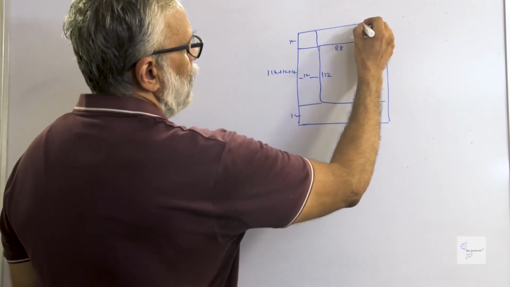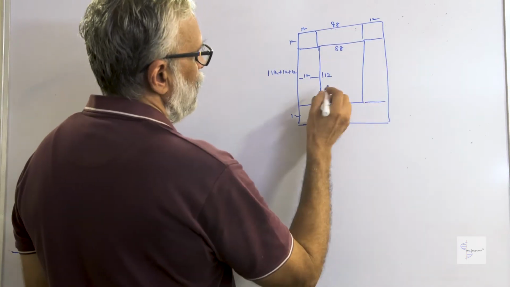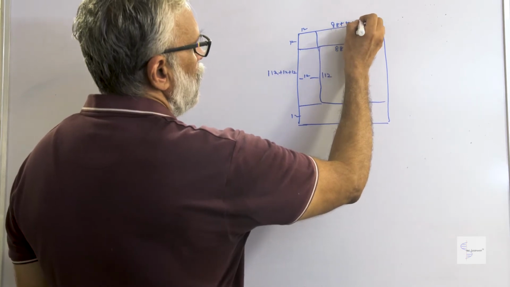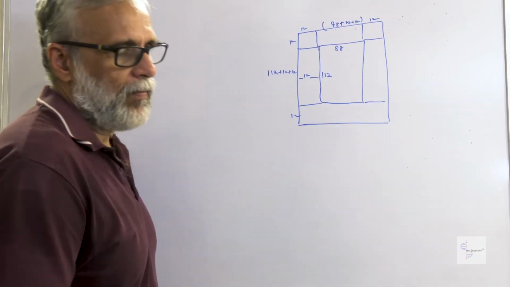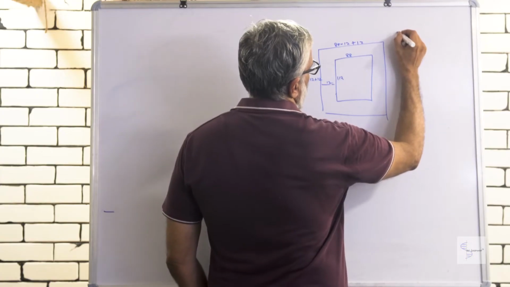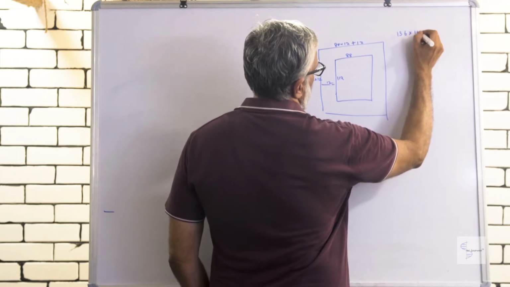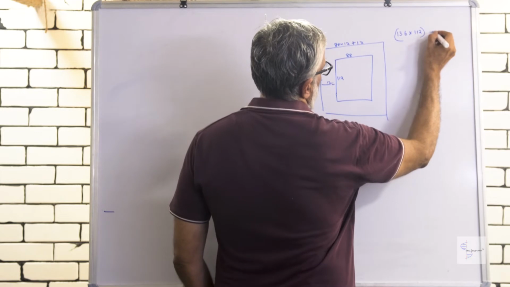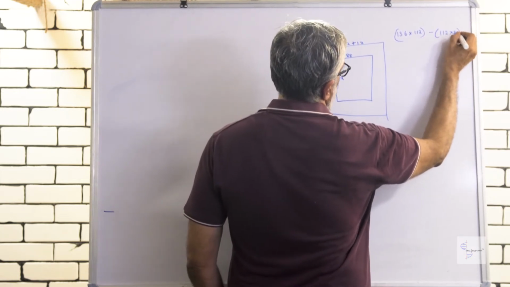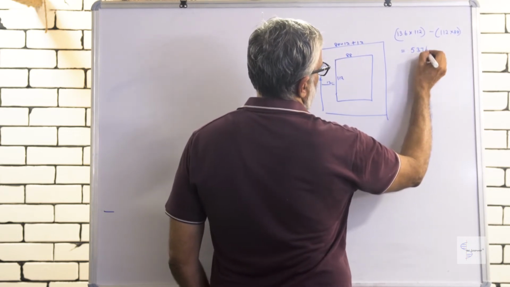Similarly, this is 88 and this is 12 and this is 12. So the entire breadth is 88 plus 24. So it is outer rectangle minus inner rectangle, which is nothing but 136 into 112 minus 112 into 88. Now this is nothing but 5376.